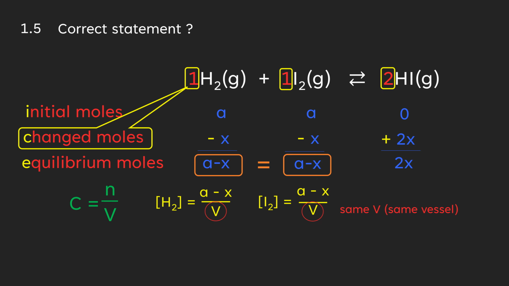But all the gases are in the same volume, the same vessel. Therefore, the concentration of hydrogen gas and iodine gas must be equal at equilibrium. And so the answer is A.